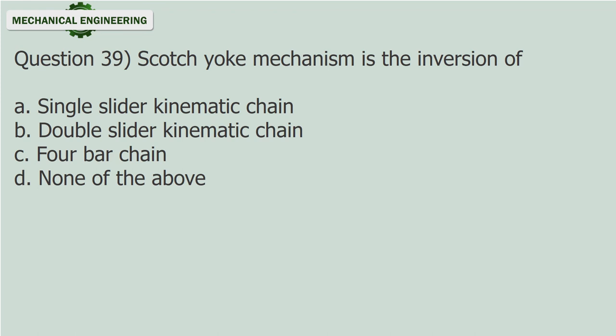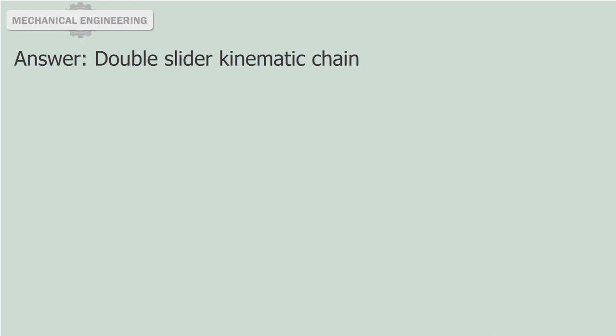Question 39. Scotch yoke mechanism is the inversion of: A. Single slider kinematic chain. B. Double slider kinematic chain. C. 4-bar chain. D. None of the above. Answer: double slider kinematic chain.